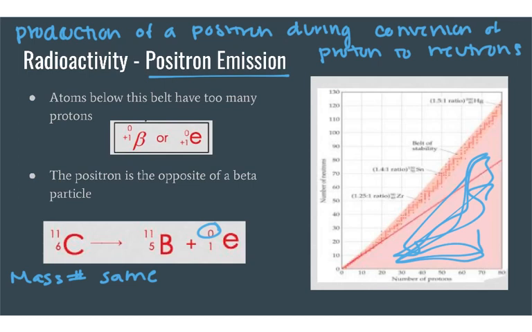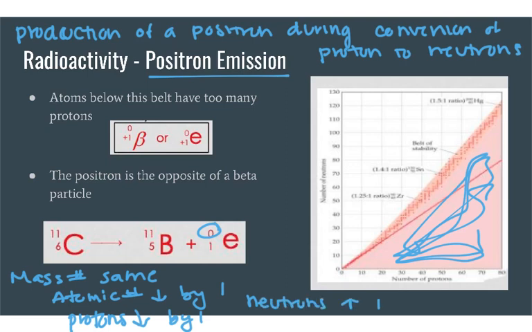So we were talking about the atomic number. The atomic number goes from 6 to 5, so the atomic number decreases by 1, which means our protons decrease by 1. And last but not least, our neutrons are increasing here. They increase by 1. Notice that the 1 in the E in the positron is positive. In the beta particle, it was negative. So our beta particle from the previous one, I'm going to add this here, was 0 and then minus 1e. So that's the difference between the two.